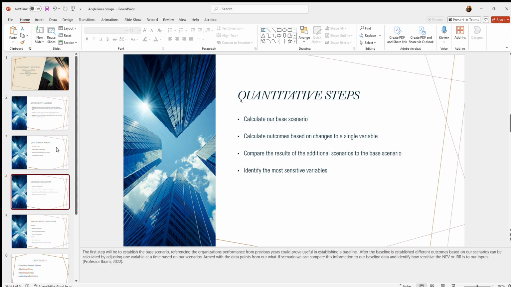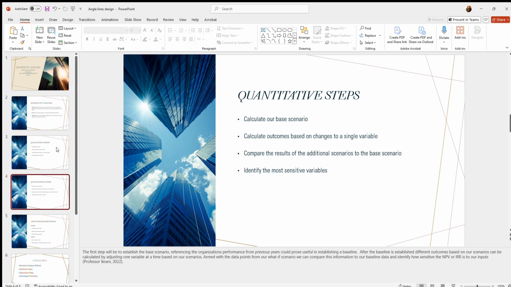Next, let's look at the quantitative steps involved in the sensitivity analysis. The first step will be to establish the base scenario. Referencing our organization's performance from previous years, we can establish a solid baseline. After the baseline is established, different outcomes based on our scenarios can be calculated by adjusting one variable at a time based on our scenarios.